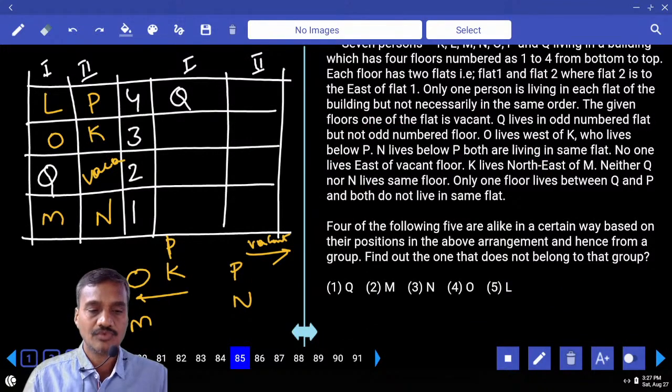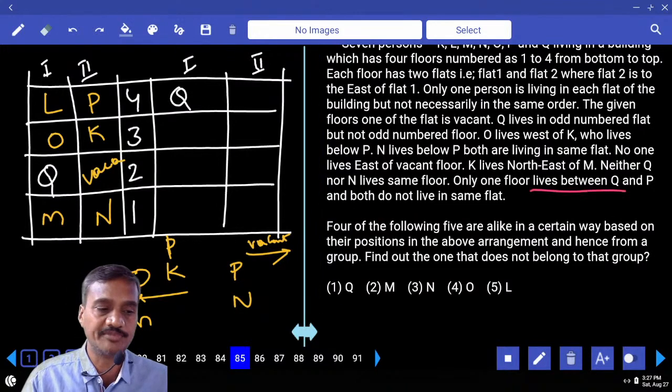Then next one, four out of the following. Four out of the following is nothing but an odd man out. My second case: only one floor between Q and P.